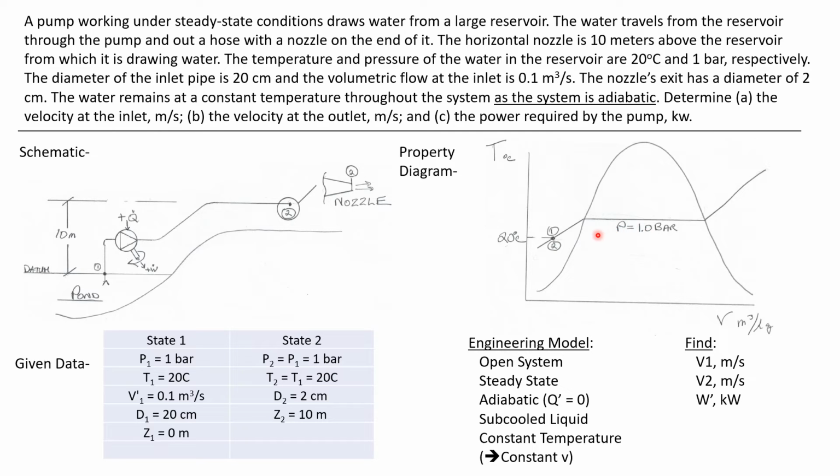But we're only interested in the pressure at the inlet and at the exit, and both are atmospheric pressure, so they'll be 1 bar. And on a T-v diagram, since state 1 and state 2 are at the same pressure and also the same temperature, then the states are identical. The same temperature, the same pressure.